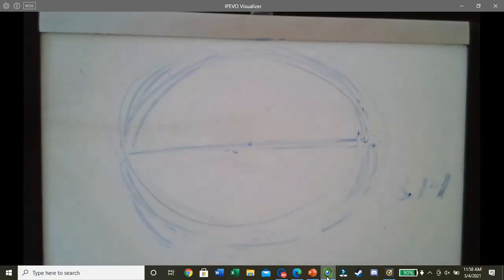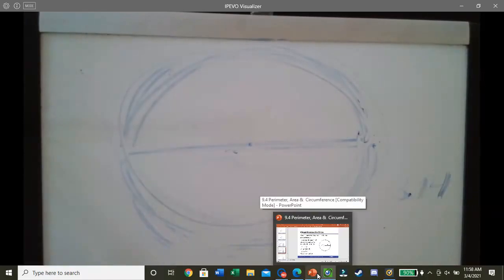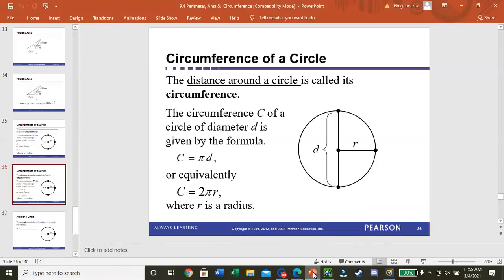it's an irrational number. It goes on forever. So that's what pi is. It's the ratio between the circumference and the diameter. Okay? Circumference divided by diameter. That's all pi is. So circumference is, you can also use 2 times pi times r.